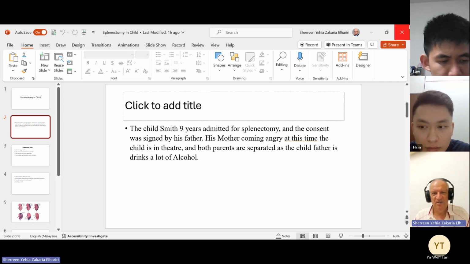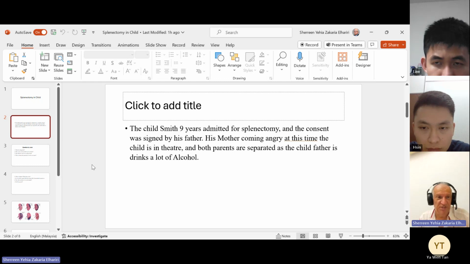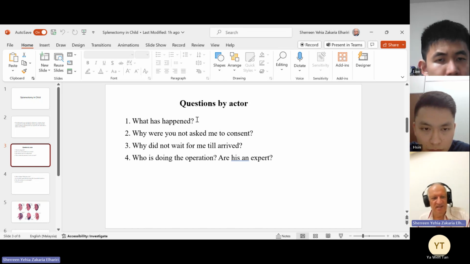Suppose he goes to the garden, he drops from something and has an injury to his abdomen, and the doctor decided to do splenectomy. So what happened? What you see in the exam, you see the mother. Usually the mother is an actor. We use a professional actor, and she becomes angry and asks you what happened. So you just tell her the child Smith came with his father. He had an accident in the garden, and usually you have the vital signs: hemoglobin has dropped, blood pressure has dropped, and we decided to do splenectomy.